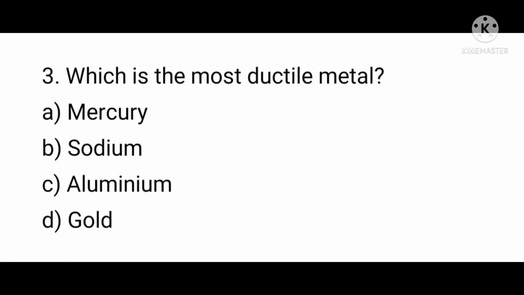Question number 3. Which is the most ductile metal? Option A Mercury, B sodium, C Aluminium, D gold. Here the correct option is option D gold.